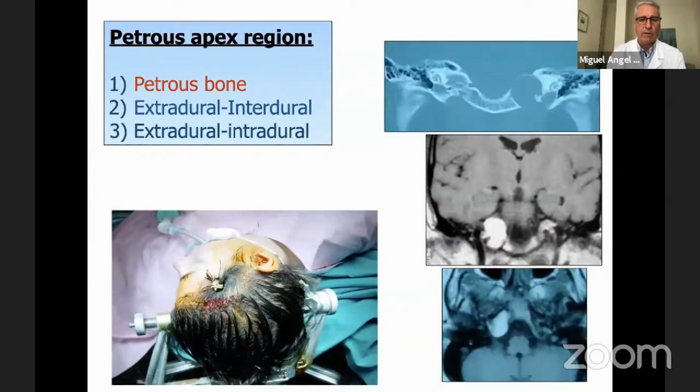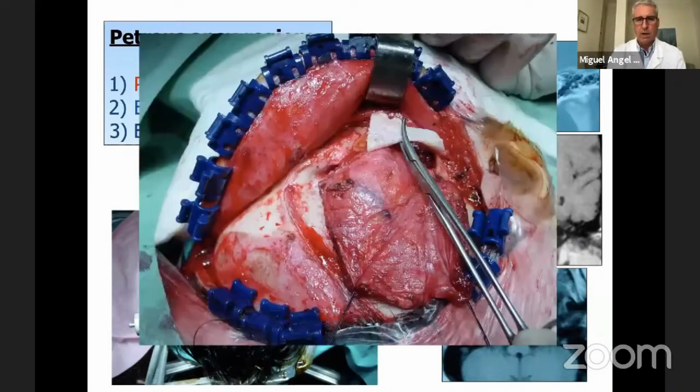We can go to the first division of the Petrous apex region, the first lesions that are particularly restricted to the Petrous bone. The typical example is cholesterol granuloma, we also have chondrosarcoma, we also have primary cholesteatoma in this area. We can make a simple incision.